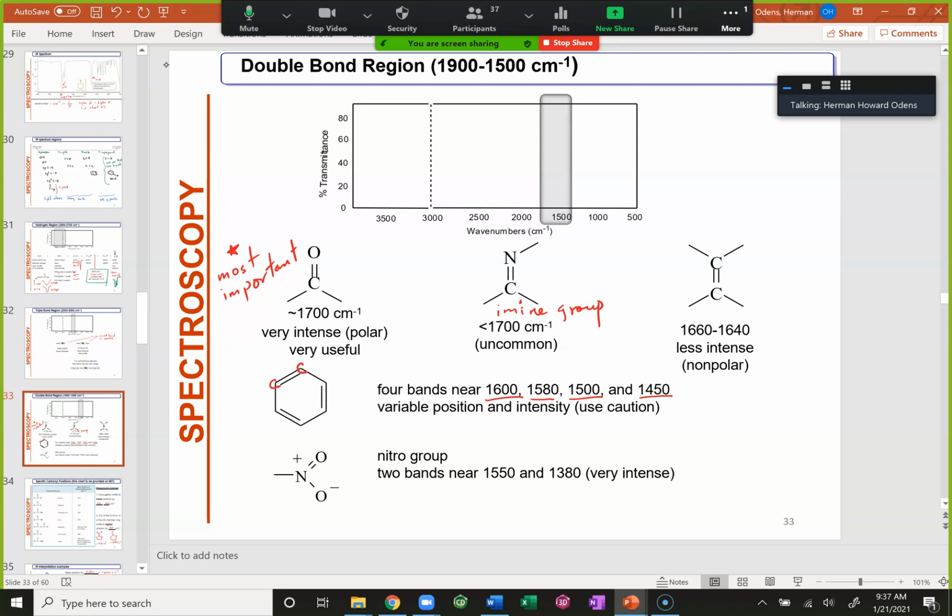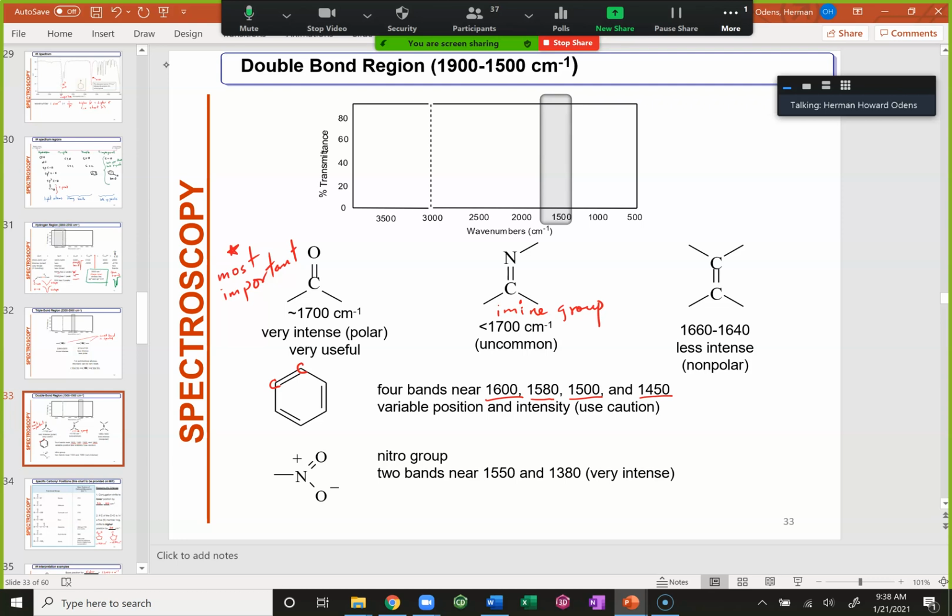So here are the different ranges where you can find them. For the double bonds, usually it's 1660 to 1640. And then we have the C double bond C stretch of aromatic groups. These ones are usually four really intense bands that are pretty much combined with the fingerprint region.